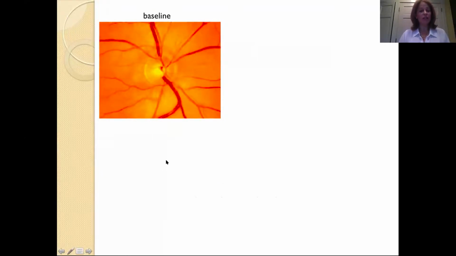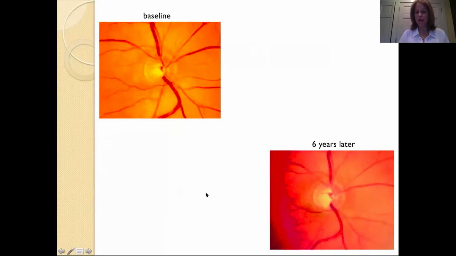Let's take a look at this disc. This looks like a beautiful disc. Nice, here's the edge of the disc. Here's the edge of the rim. Everything looks quite nice. No real peripapillary atrophy, no nerve fiber layer loss. And now look, 6 years later, what do we have here?